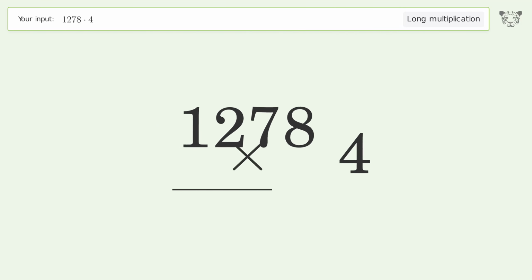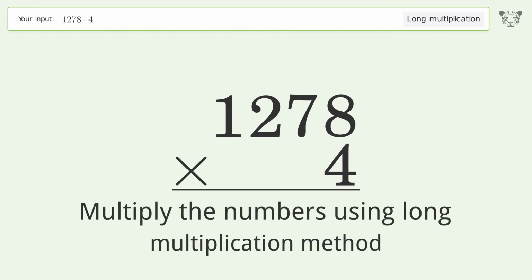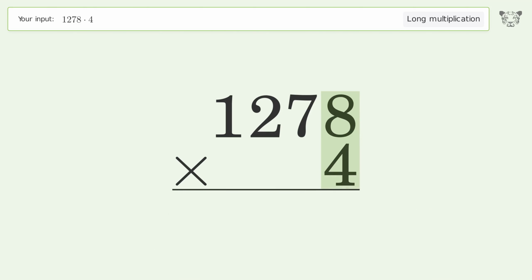Rewrite the numbers from top to bottom aligned to the right. Multiply the numbers using long multiplication method. 8 times 4 equals 32. Because the result is greater than 9, carry the 3 to the tens place.